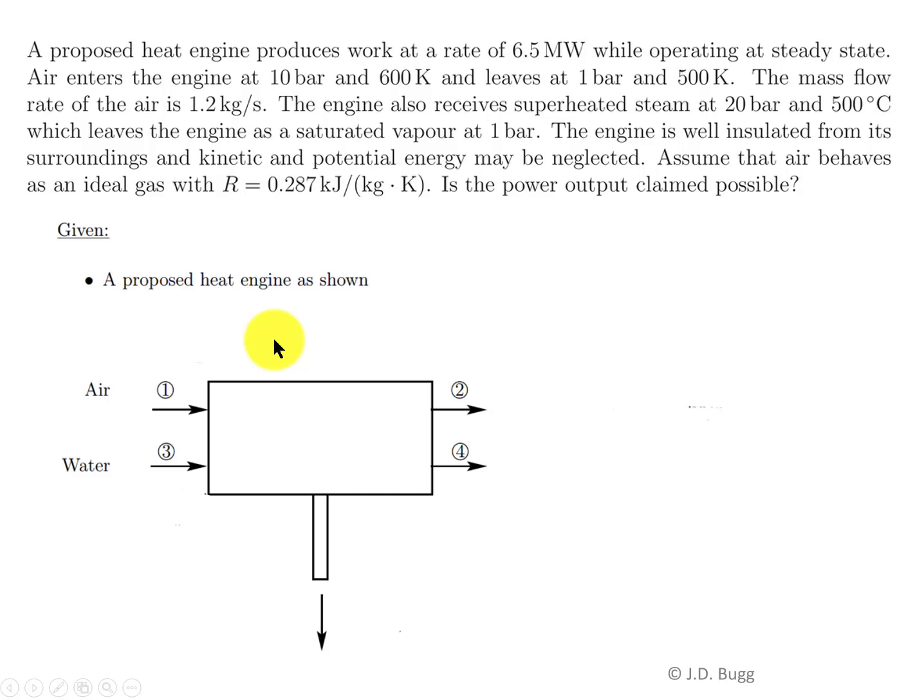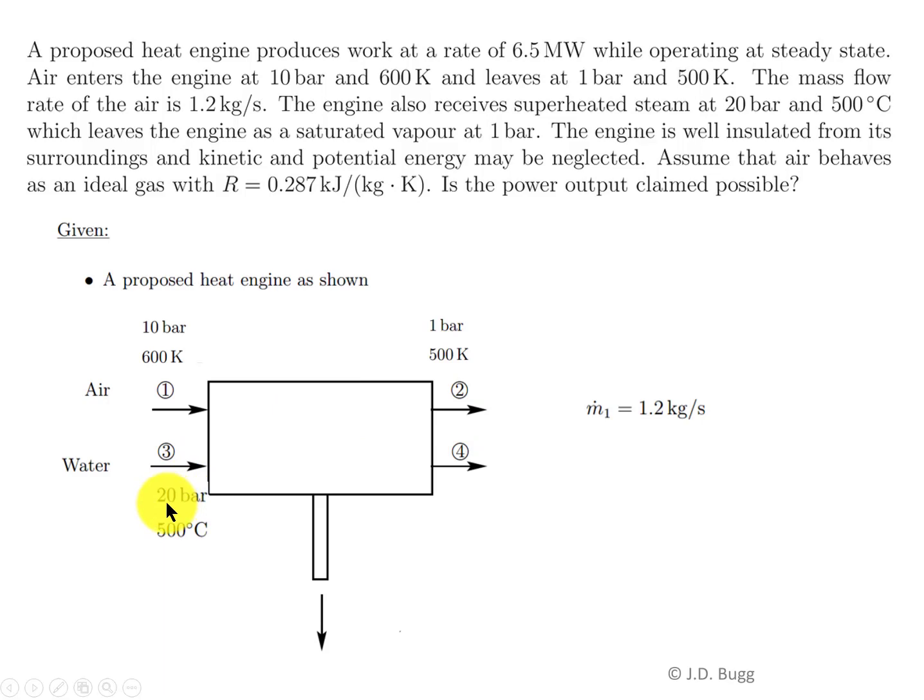But what we are told is quite a bit of information about what is entering and leaving the box. So we've got air entering at 1 and leaving at 2, and we've got water entering at 3 and leaving at 4. So our control volume here is going to have 2 inlets and 2 exits. Properties that were given at these state points: the air inlet is 10 bar and 600 Kelvin, and its exit is 1 bar and 500 Kelvin. And the mass flow rate of the air is 1.2 kilograms per second. So I'm calling that m dot 1, but of course m dot 2 will be the same.